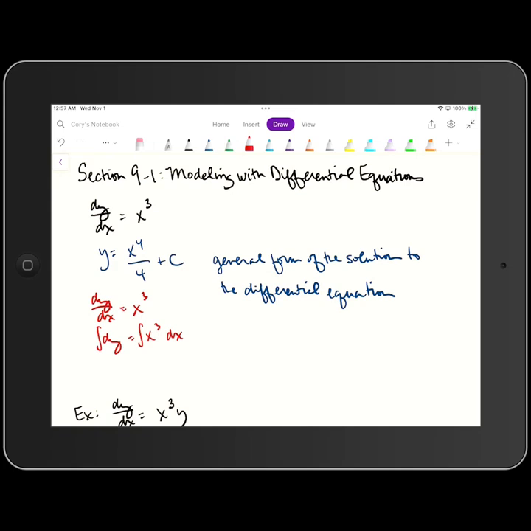Okay, so when we integrate dy, that's like integrating the constant 1 with respect to y. So the antiderivative of 1 with respect to y is y. And then on the right-hand side, when we integrate x cubed with respect to x, the antiderivative of x cubed is x to the fourth divided by 4 plus the constant c. Okay, so that gives us another way to find the general form of the solution to that particular differential equation.